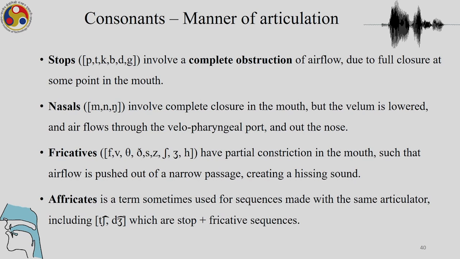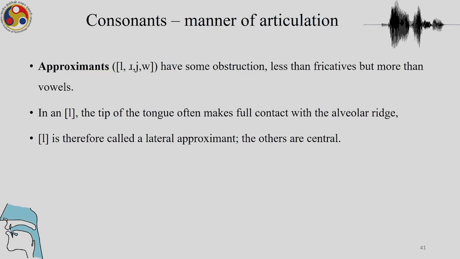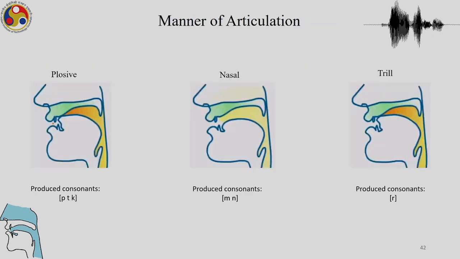We have fricatives, where we have partial constriction in the mouth, such that air is pushed out of a narrow passage, creating a hissing sound. And we have affricates, which are a combination of stop plus fricative sequences, where we have complete obstruction and then slow release like a fricative. And then we have approximants, where we have very little occlusion, but definitely more than vowels. Among approximants, we have the lateral approximant.